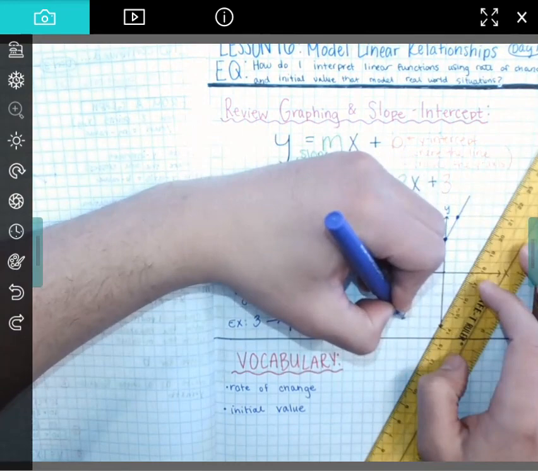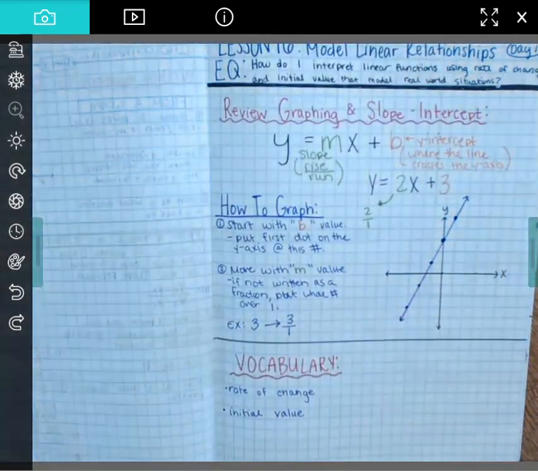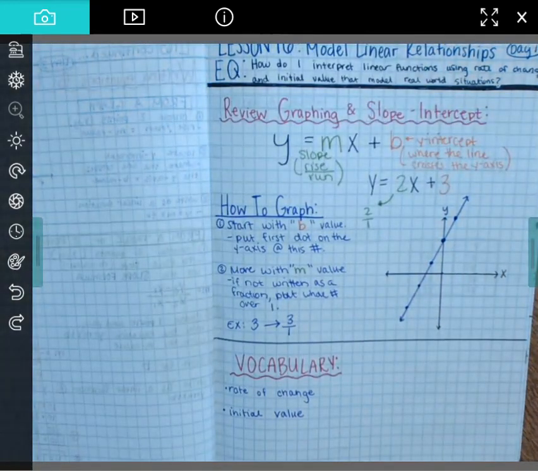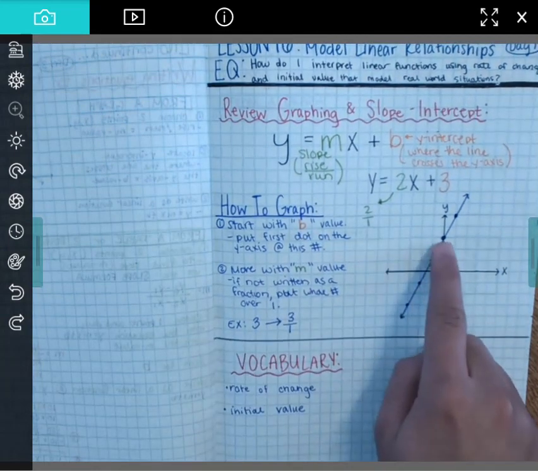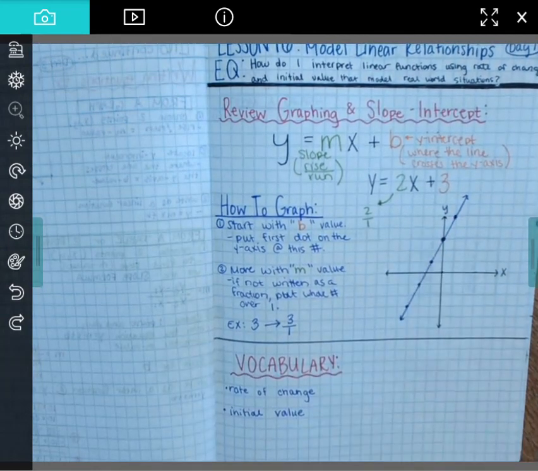All right, and just like that, that's how we graph equations in slope-intercept form. We start with our b value, put a dot, and then we move with slope.